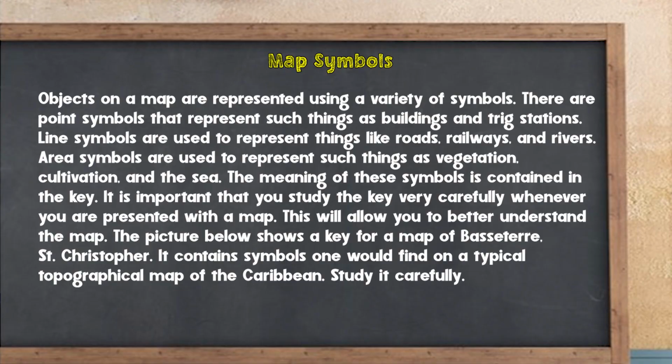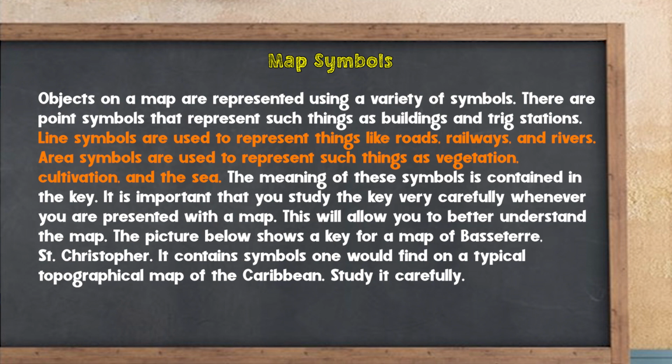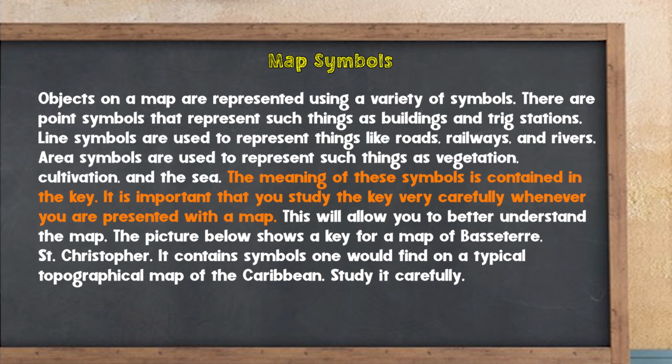Map symbols. Objects on a map are represented using a variety of symbols. These are point symbols which represent such things as buildings and trig stations. Line symbols are used to represent things like roads, railways, and rivers. Area symbols are used to represent things such as vegetation, cultivation, and the sea. The meaning of these symbols is contained in the key.